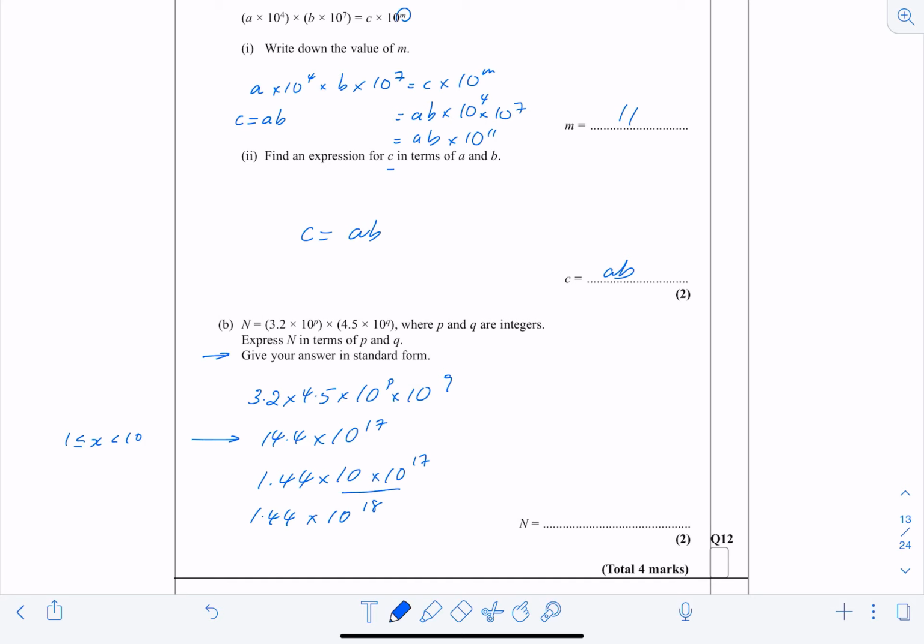So that's my answer. Hang on, why have I got 18? Nope, I'm completely wrong. My apologies, because that's not going to be 17. I misread that. It's P and Q, so times 10 to the P plus Q. So it's going to be 10 to the P plus Q plus 1. So 1.44 times 10 to the P plus Q plus 1.